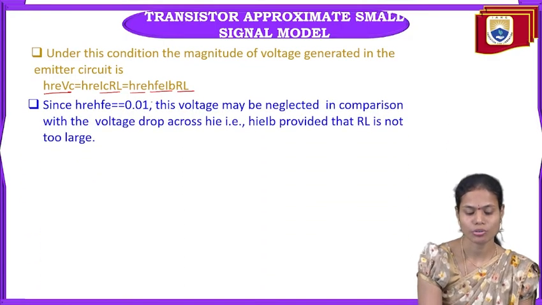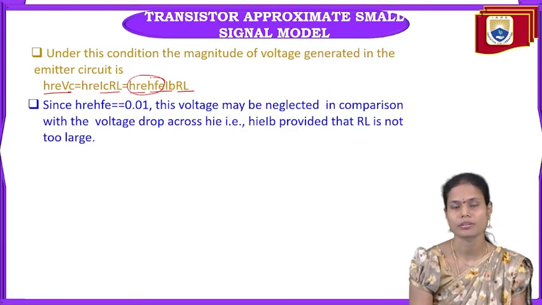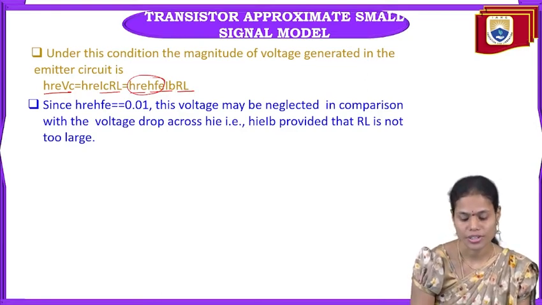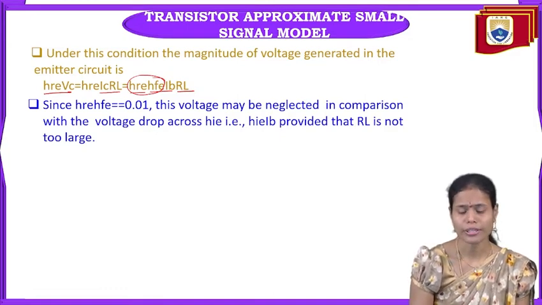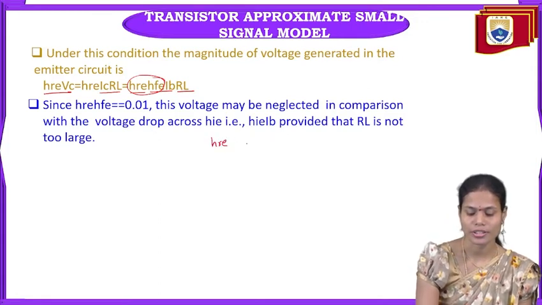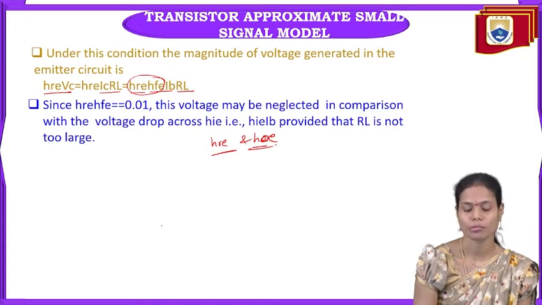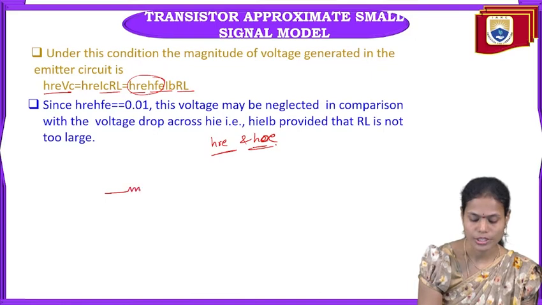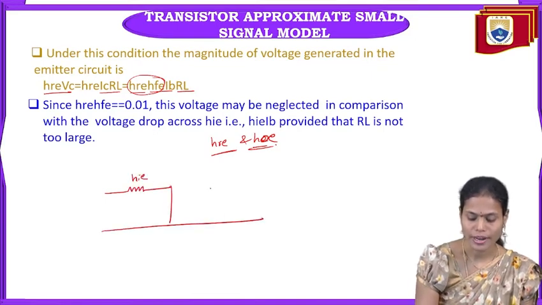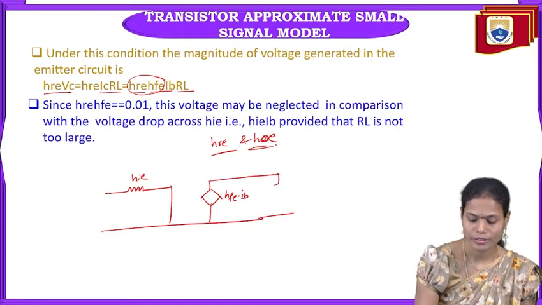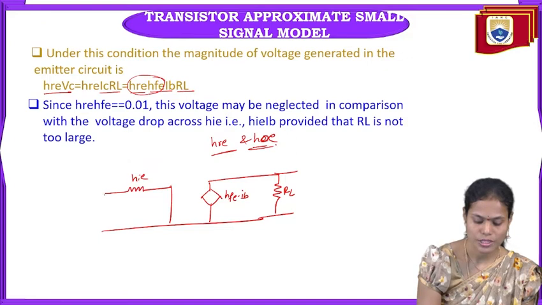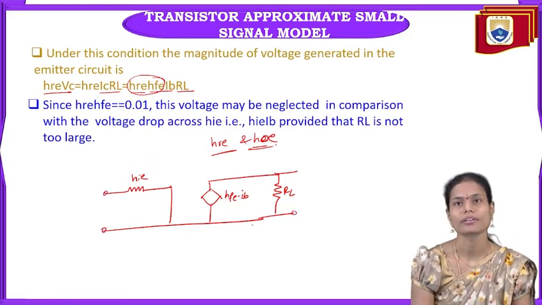In this case, this HRE HFE value is very small, approximately 0.01, so this particular voltage we can neglect. Why? Because this voltage drop is very small compared to the voltage drop across the HIE resistance. That is the reason we are neglecting HRE as well as HOE in the exact analysis. After omitting HRE and HOE in the exact model, we get the approximate model with only HIE on the input side and HFE into IB on the output side, along with the load resistance RL. So this is the approximate model for the hybrid equivalent circuit.